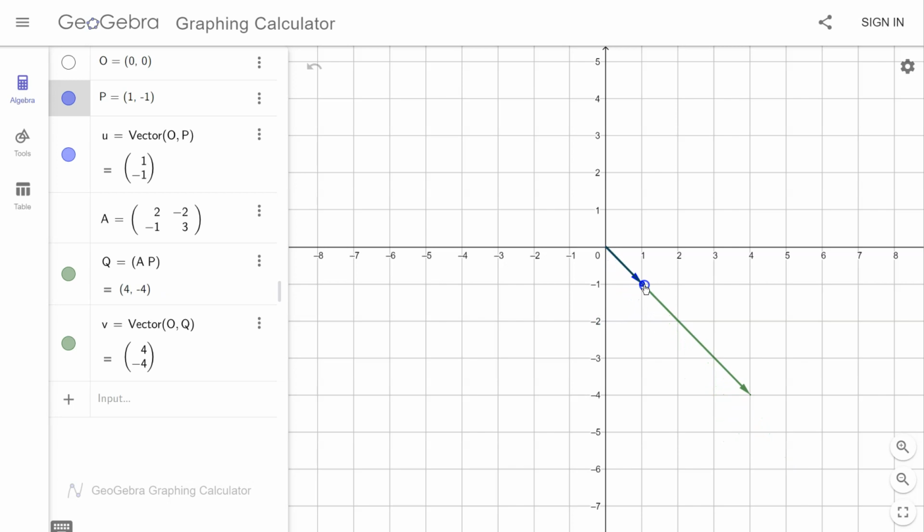Another eigenvector that we see from earlier is this vector 1, -1 here. Notice that my green vector is now in the same direction, but scaled by 4 times, and that number 4 is the eigenvalue that we see from earlier as well.